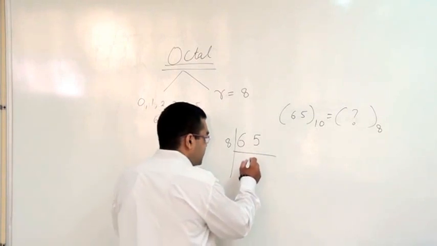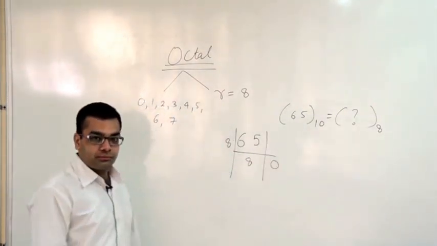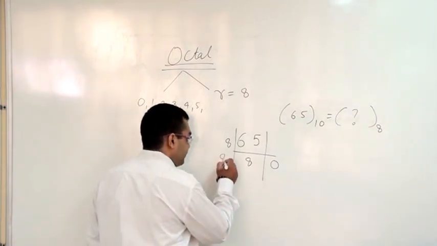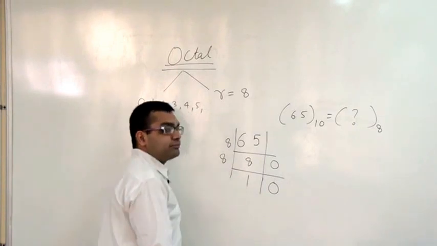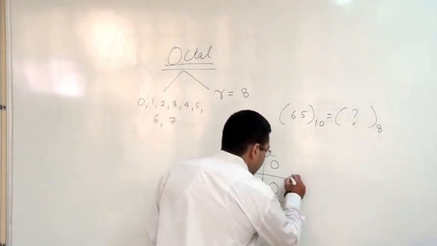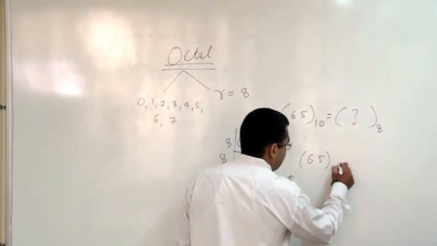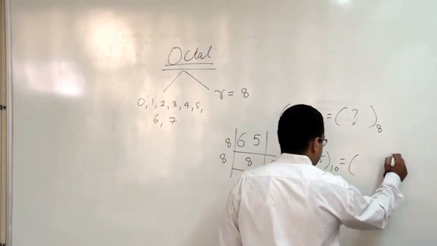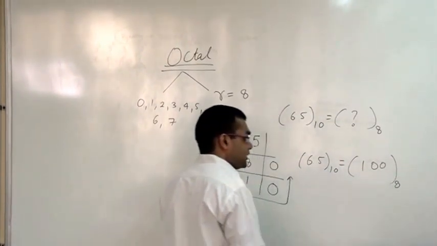So it is 8 8s are 64, remainder is 0, divide by 8, 8 1s are 8 and 0. So now we accumulate and we get 65 in base 10 equals to 100 in base 8.